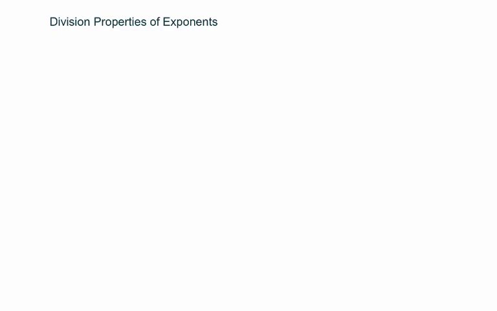And so there's basically just one division property that we'll look at, and then the second one is a variation on a multiplication property. But let's take a look at 2 to the 5th over 2 to the 3rd.